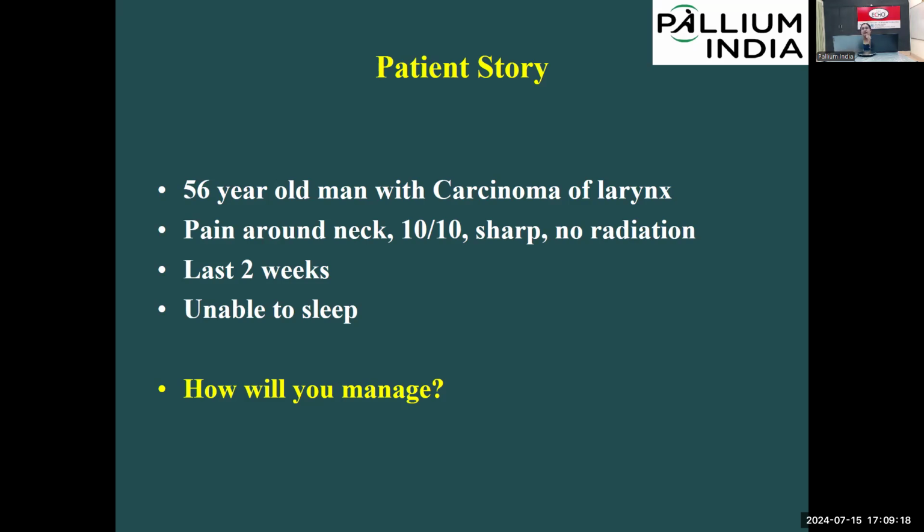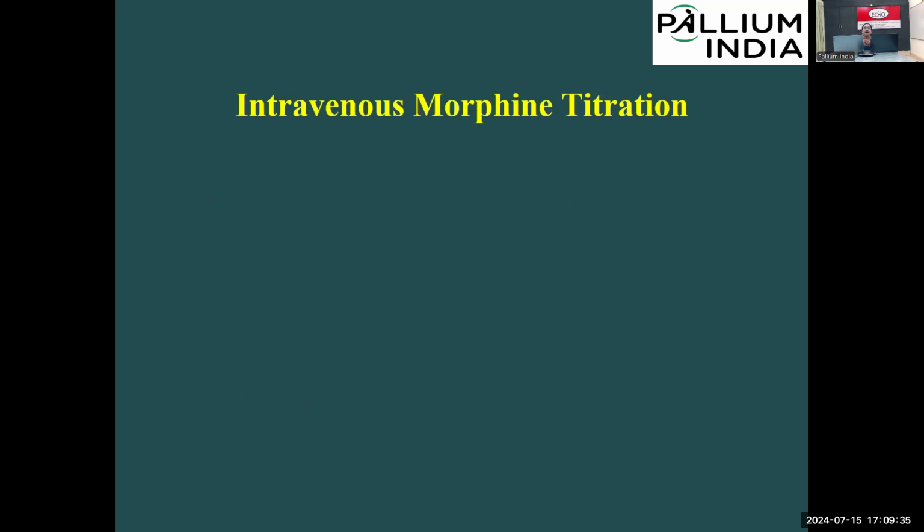Yes, it is nausea. Nausea is the immediate side effect. Nausea and vomiting is the immediate side effect of morphine. So when a patient presents to you with 10 on 10 pain, the most ideal way to go about would be intravenous morphine titration, if you have a morphine ampule available with you.